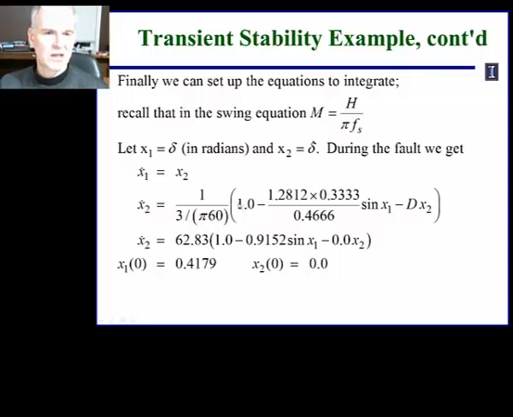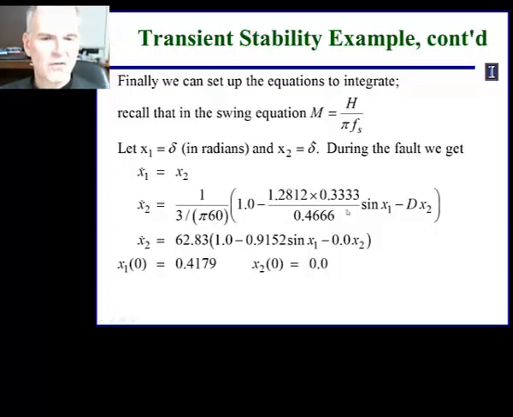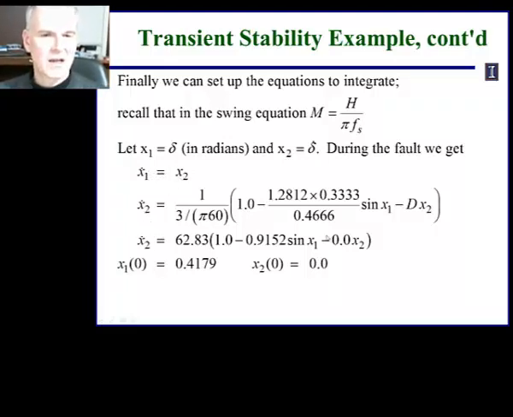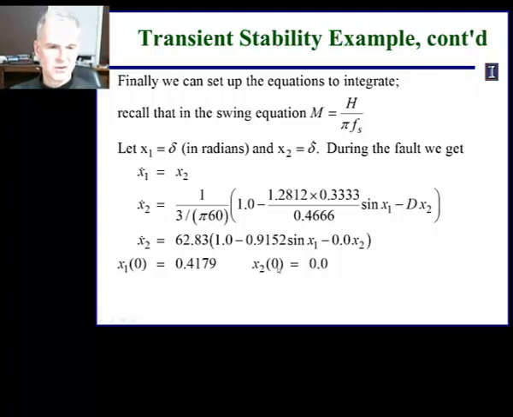We initially have P mechanical set from the initial conditions, so P mechanical stays fixed here. This is our fault on equation. And then we're going to initially assume that our damping is equal to 0. So the differential equations we're solving are x1 dot is equal to x2, and x2 dot is as given here. We use the power flow to give us the initial conditions. This is the initial value of delta, and in steady state, of course, delta dot is going to be equal to 0.